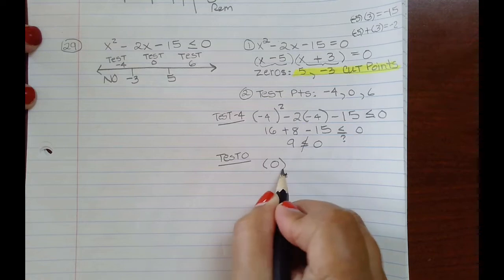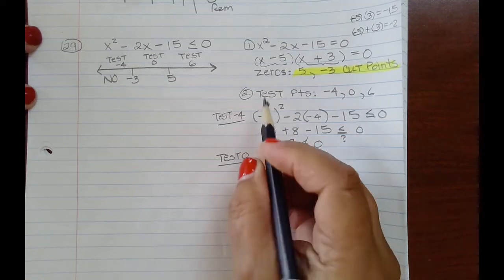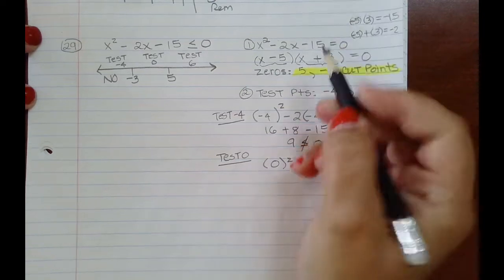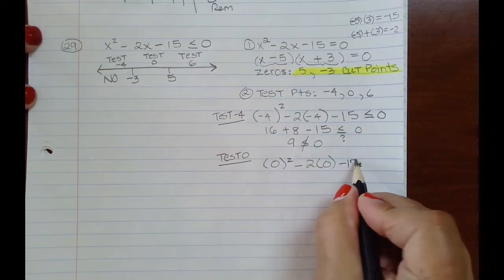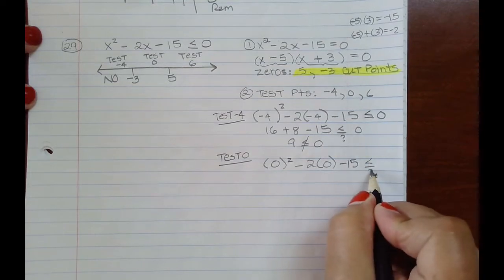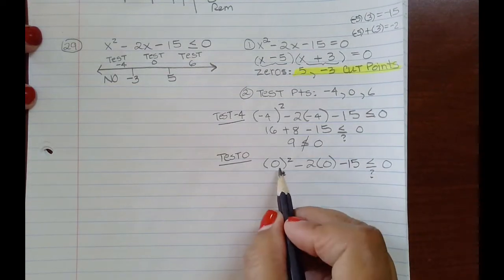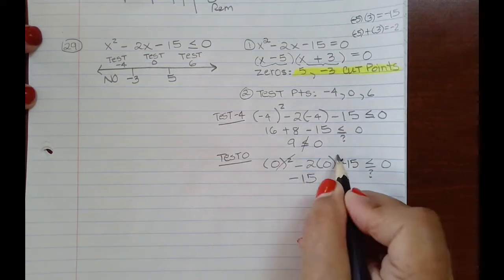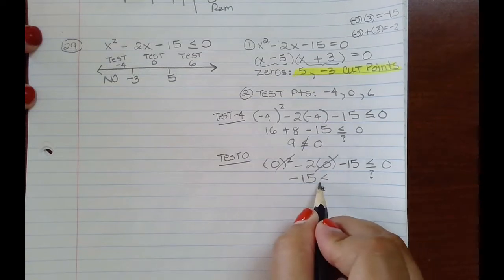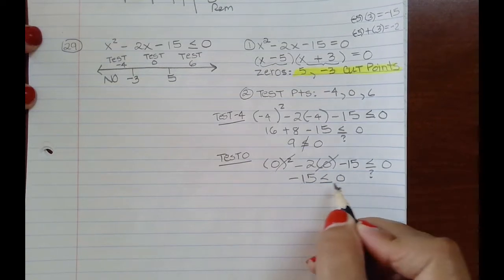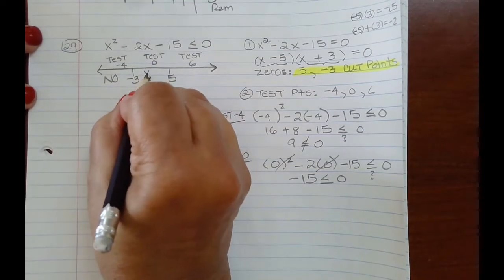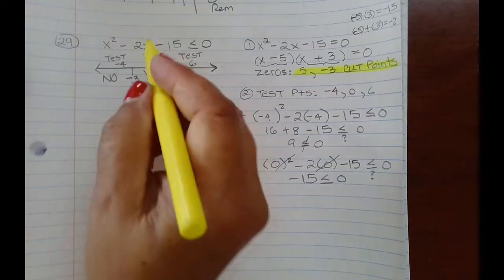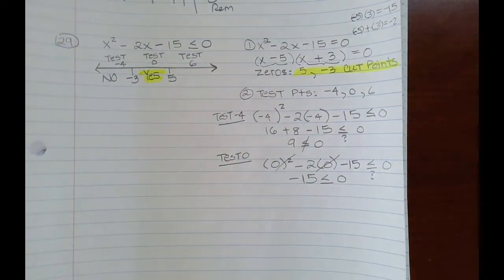Okay, so it will be 0 squared, because it was x squared minus 2 times 0. I'm just plugging them into the original inequality. Minus 15, is that less than or equal to 0? So it would be 0 here, 0 here. All you'd have left is the -15, because this zeroes out, this zeroes out. And any negative is less than 0. So yes, everything in this particular interval works. So we know that this is part of the solution set.